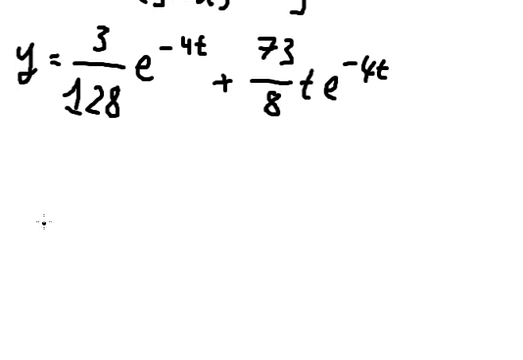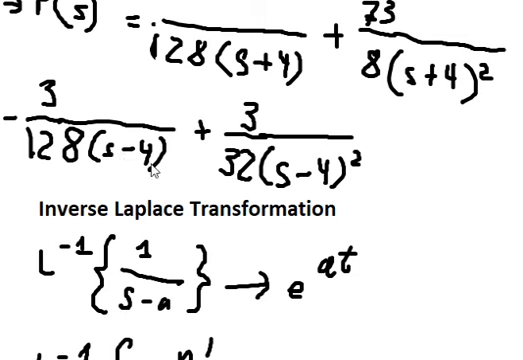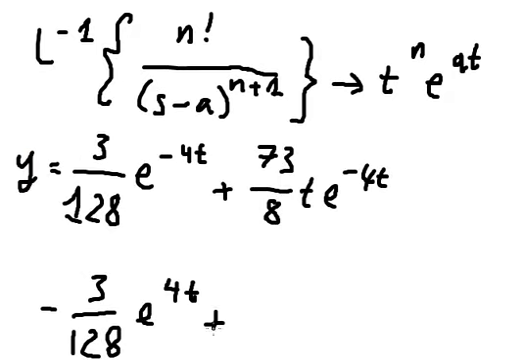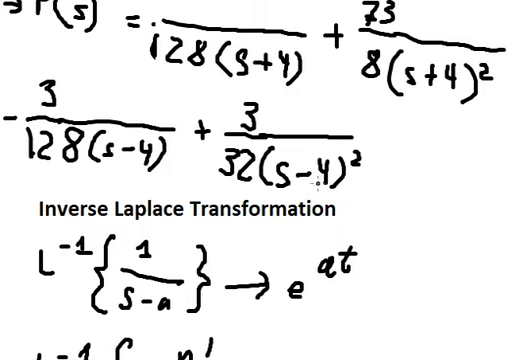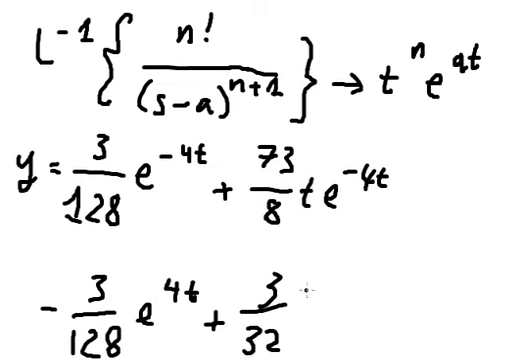The next one, this one, we have negative a, so a in here is positive 4. So we have e to the power of 4t. And the last one, we have negative 4, so a equals 4 and n equals 1. So in this one, we have t e to the power of 4t.